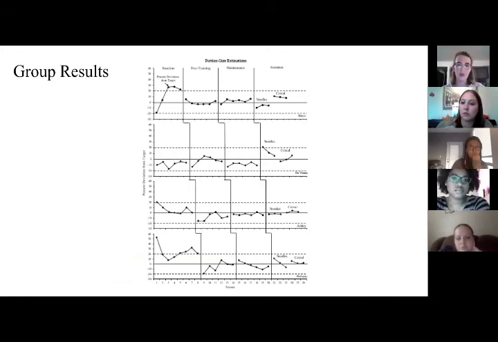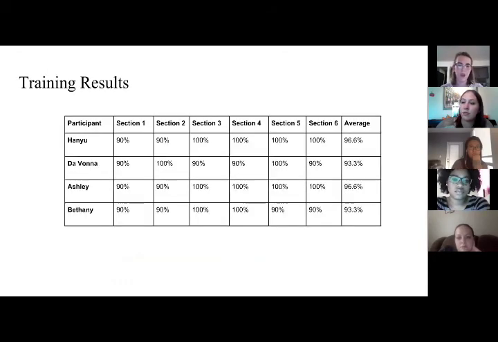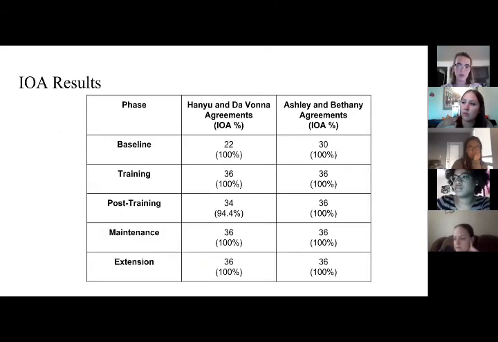And here is a copy of our group results showing the non-concurrent multiple baseline design of this study. The training results show that participants only required one presentation of each section, meaning they met the 90% or above criteria to move on to the next section. The average percent of correct responses are also included. The range of IOA was from 94.4 to 100% when looking at both pairs of participants. Because IOA never went below 80% for any phase, retraining was never required.